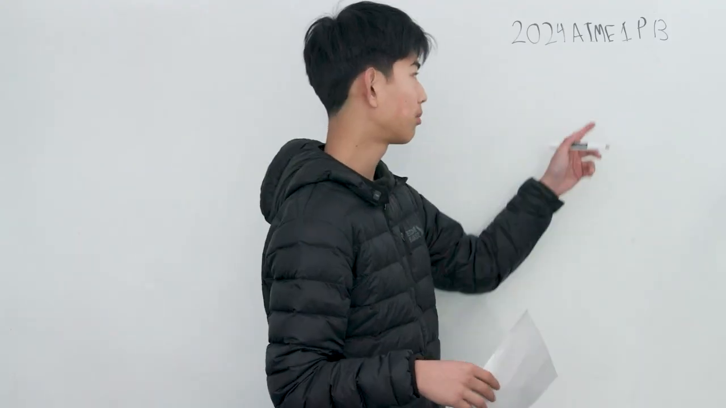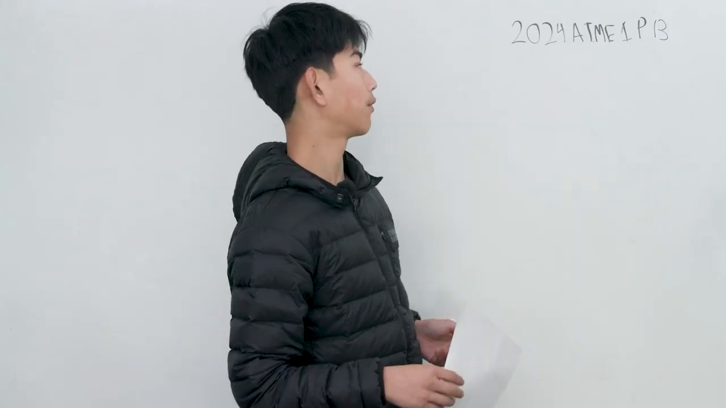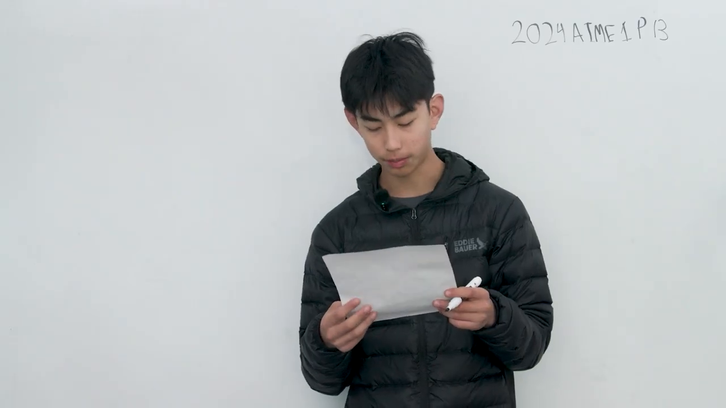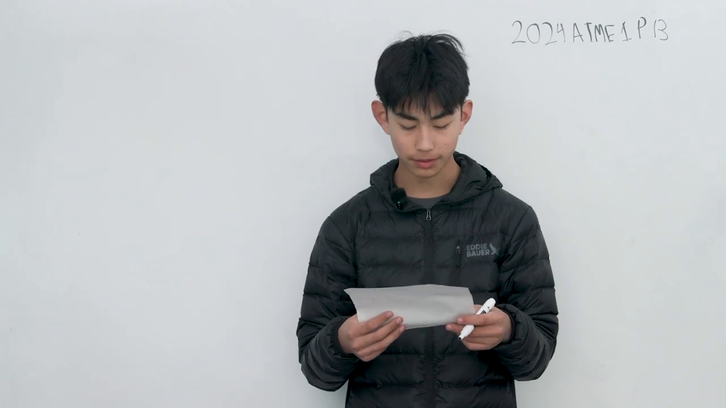We're solving problem 13 from the 2024 AIME 1. Let p be the least prime number for which there exists an integer n such that n to the power of 4 plus 1 is divisible by p squared. Find the least positive integer m such that m to the power of 4 plus 1 is divisible by p squared.